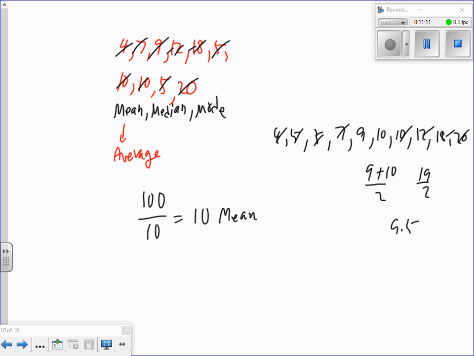And your mode, there are two modes. 10 appears twice, and so does the number 5. So your mode is both 10 and 5.